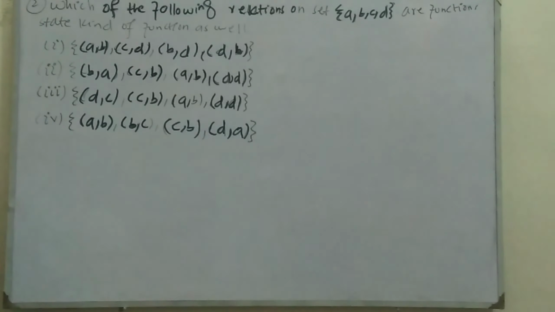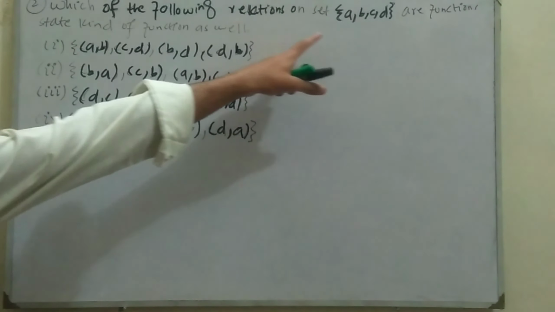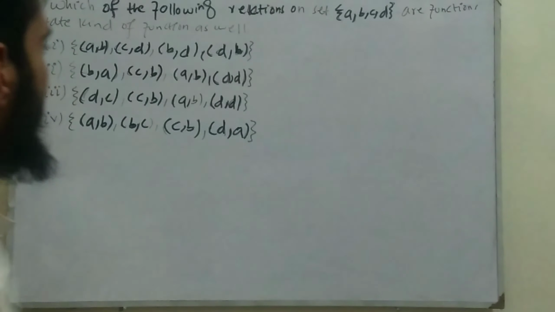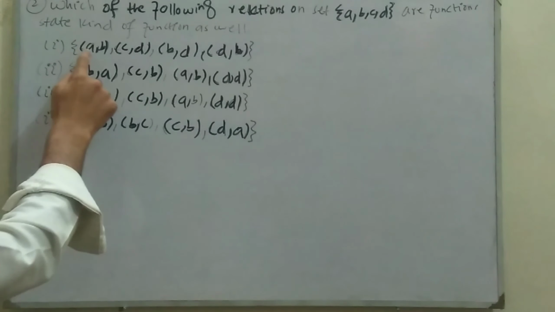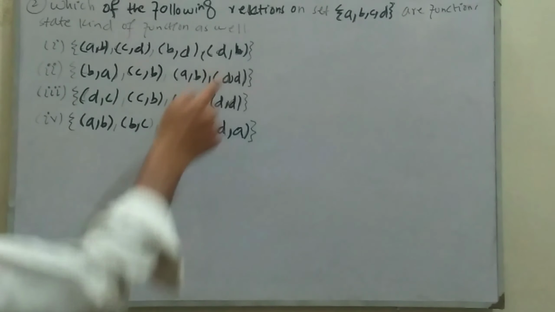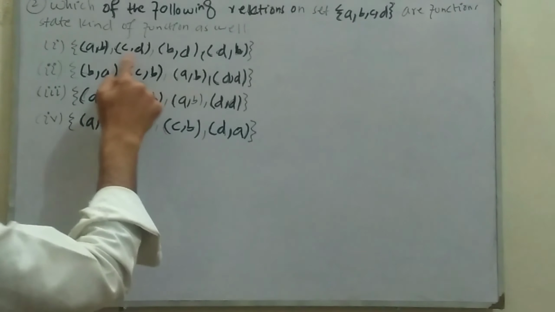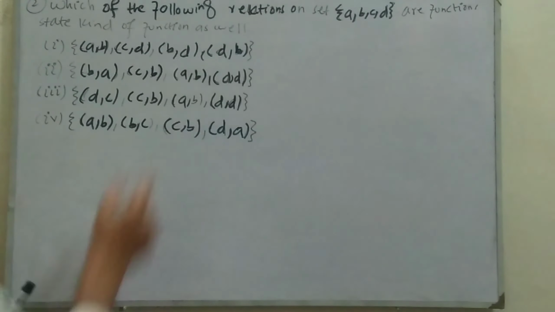Now move to question number 2 related to the same exercise number 5.5. It asks which of the following relations on a set A, B, C, D are functions. State what kind of function as well. So we have the first relation: (A, B), (C, D), (B, D) and (D, B). The first element will be our domain and the second element in the ordered pair will be our range.